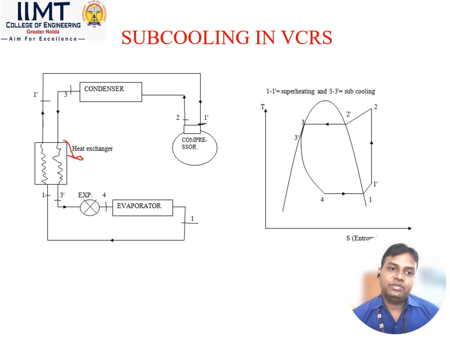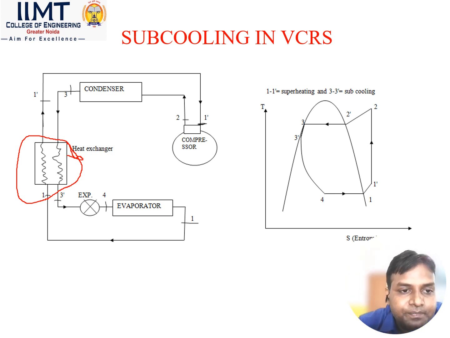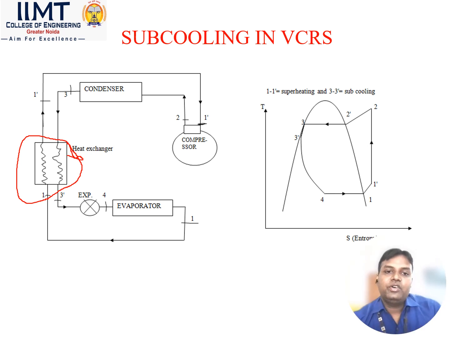Okay, here you can see this. So in subcooling, the heat exchanger, an extra component, will come into the picture. So let's see how it is fixed. So what is subcooling? From the name it is clear, it is to subcool the liquid refrigerant from the condenser basically. Here you can see from 1 to 2, the compressor is compressing the refrigerant to point 2, then the phase change takes place from 2 to 3.